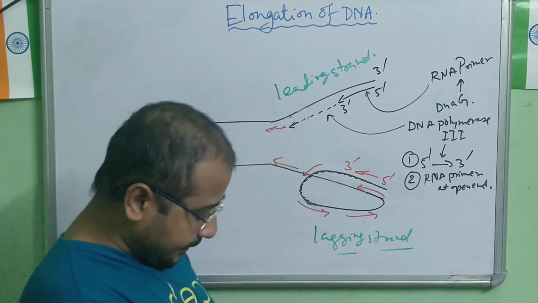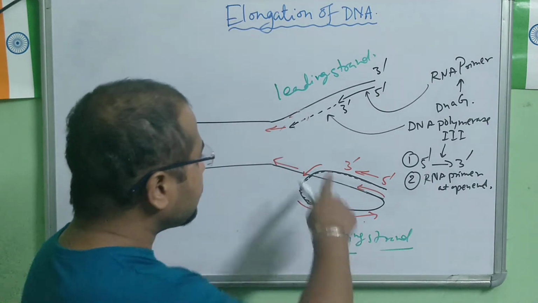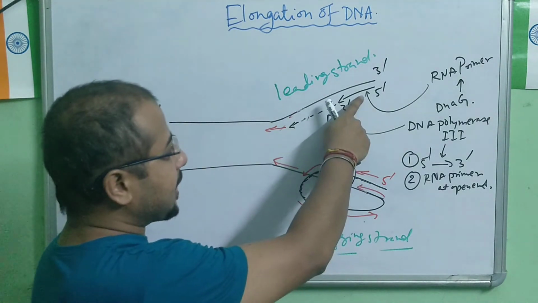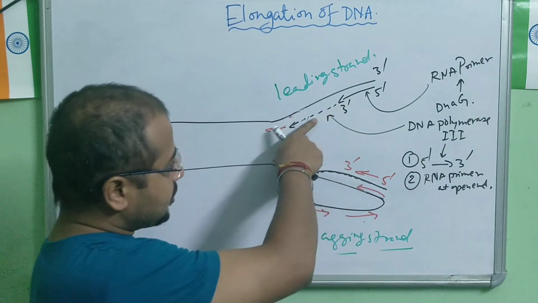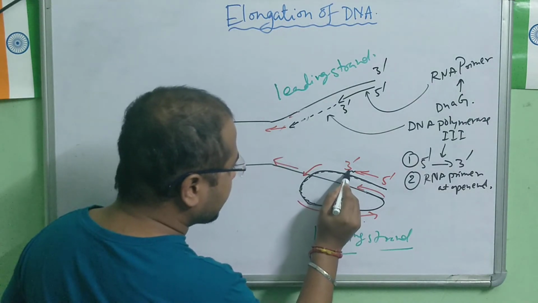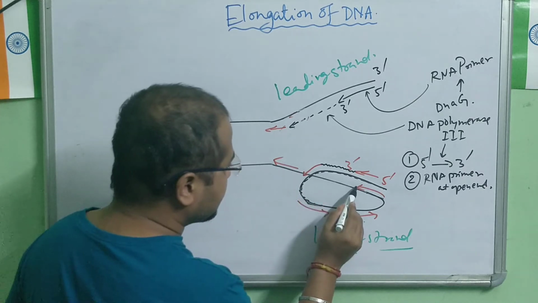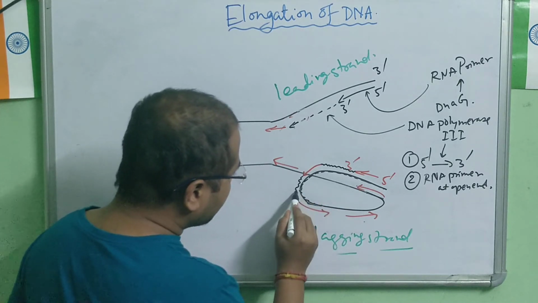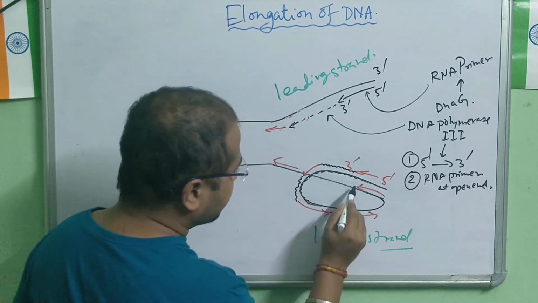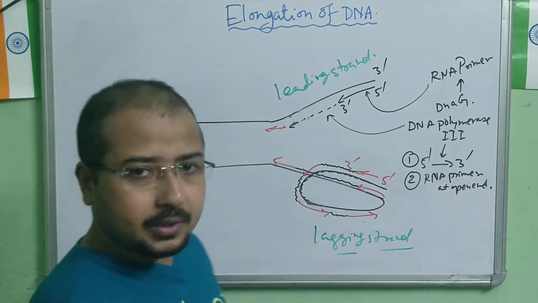Once the RNA primer forms here, DNA polymerization starts from it. So here also the DNA polymerase will start, and the DNA will start forming here. Understood? So all the DNA will start forming in between.